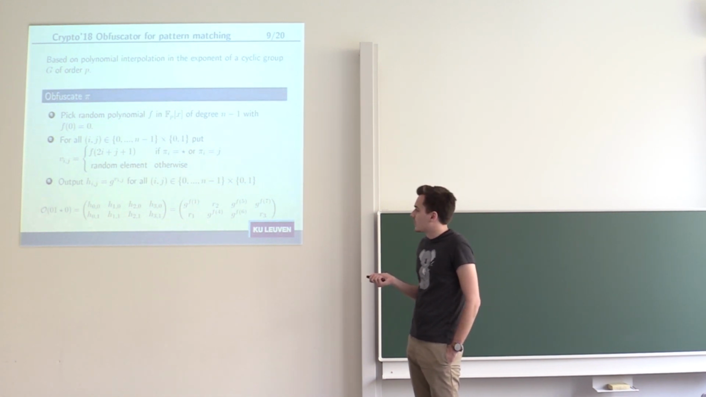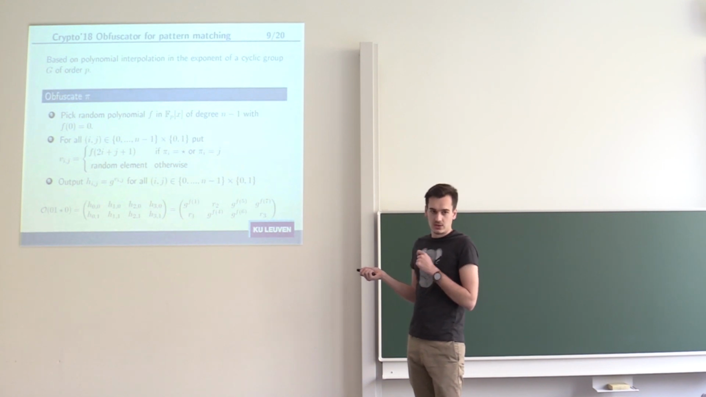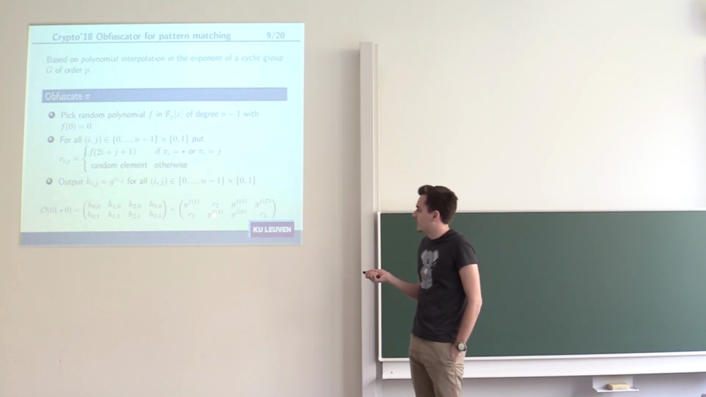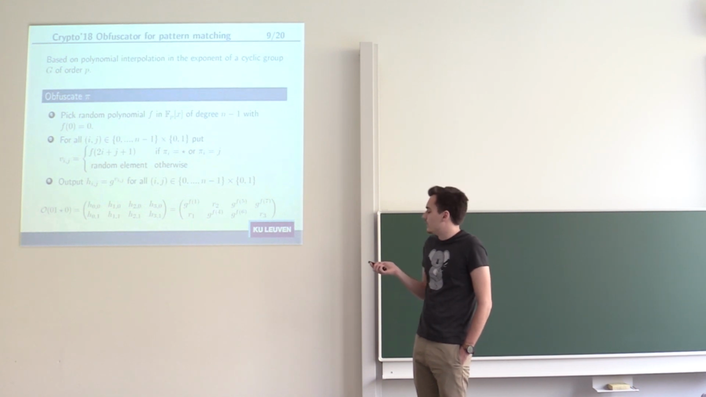So, for example, if you want to obfuscate this pattern, 0, 1, wildcard, 0, it's 8 group elements, and it's a matrix, and in every column, if it's a 0, the upper one is g to the power of the evaluation of f. If it's a 1, the lower one is g to the power of the evaluation of f. And if it's a wildcard, they're both of this form. And the other ones are just random elements. So this is the obfuscated program.